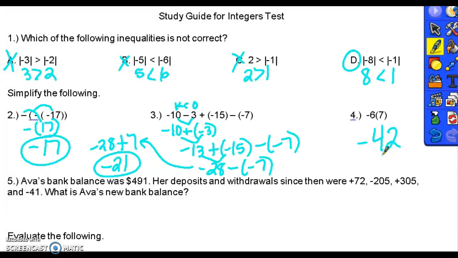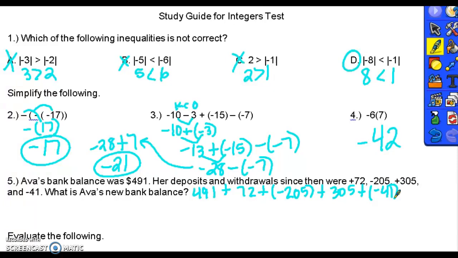We take 491. We add her deposit of 72. We add her withdrawal of 205, so that's negative. Add her deposit of 305. And then add her withdrawal of 41, so that's -41. Add from left to right.